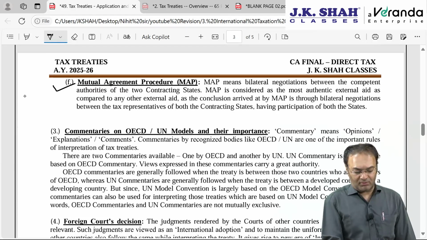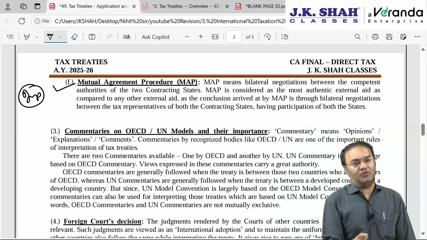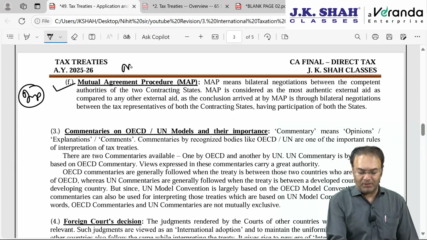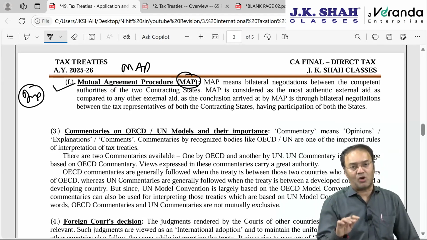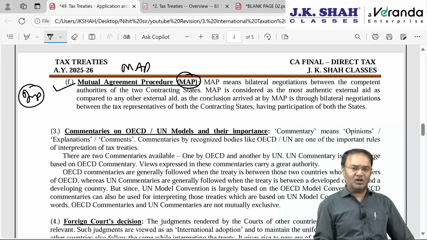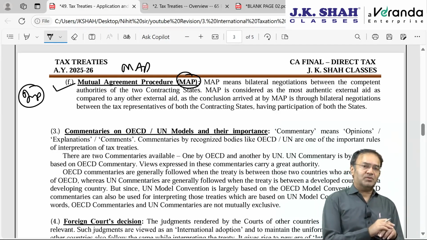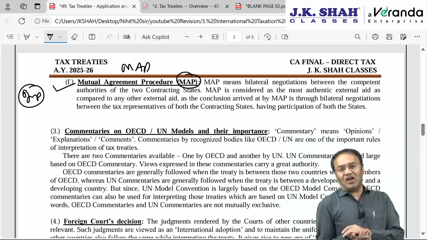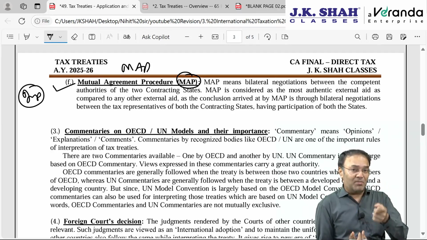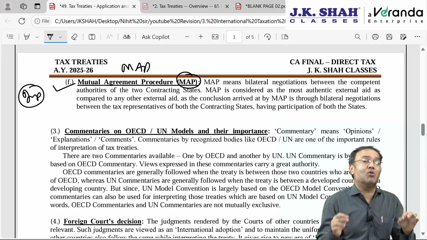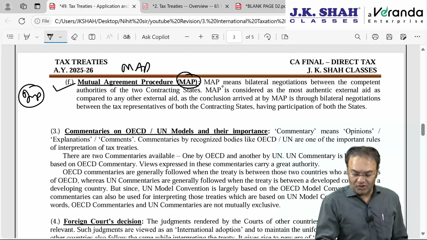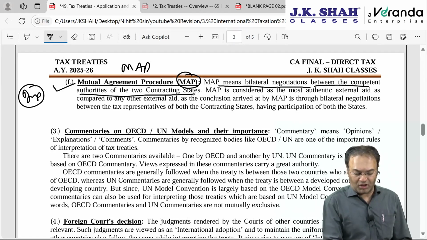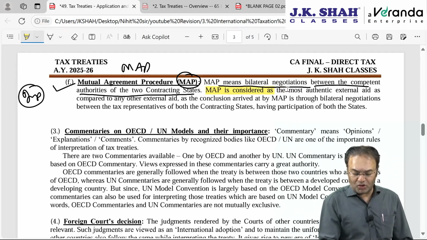Okay, and the last one is the most important one in real life, but from an exam perspective just important. MAP, M-A-P, Mutual Agreement Procedure. What is MAP? We are already done with it in the Model Tax Convention chapter. The resolution of the dispute arrived at by mutual agreement procedure is considered as the most authentic external aid. It is by way of bilateral negotiations between the two states by the competent authorities of two contracting states. It is considered as the most authentic external aid as compared to any other external aid.